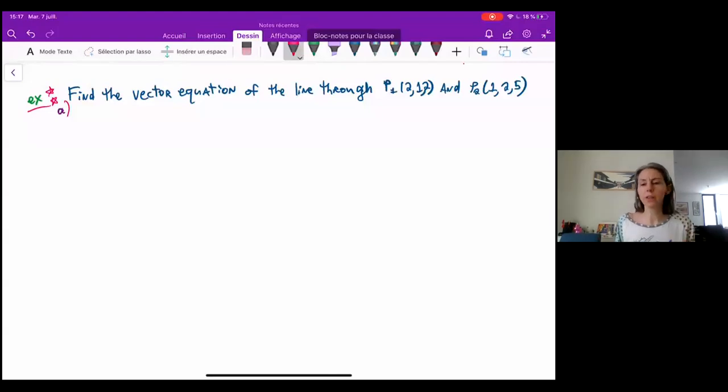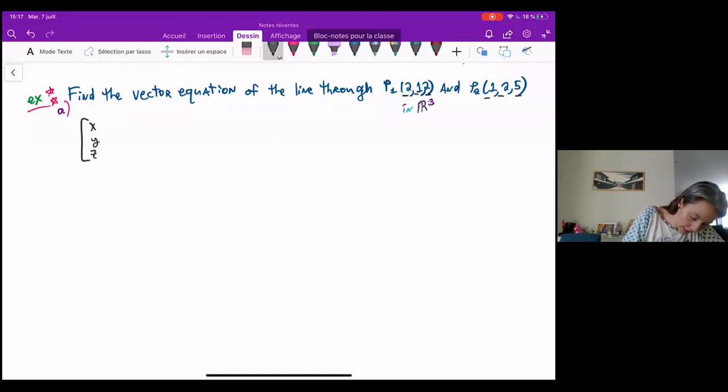All right, guys, let's do another example where we're thinking about vector equations. I want to find the vector equation of the line through these 2 points. I know that to do a vector equation, I am going to have an equation. In this case, I am in R3 because there are 3 components in those points. So I'm in R3, which means I have an x, y, and z. And because this is a line, I'm going to have one direction vector.